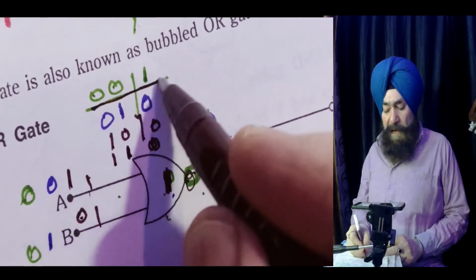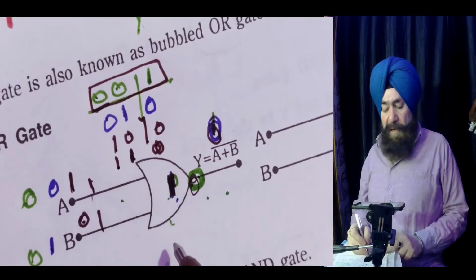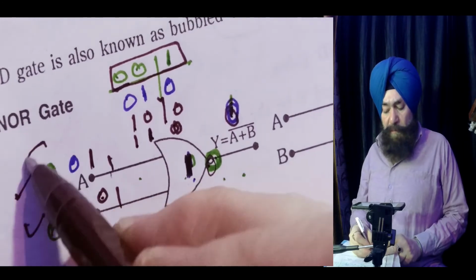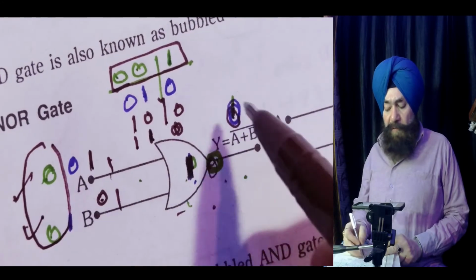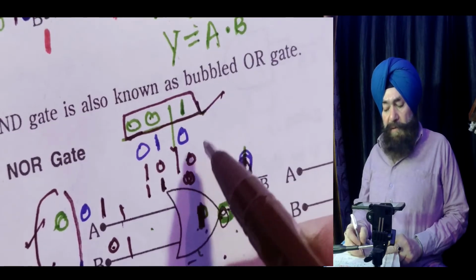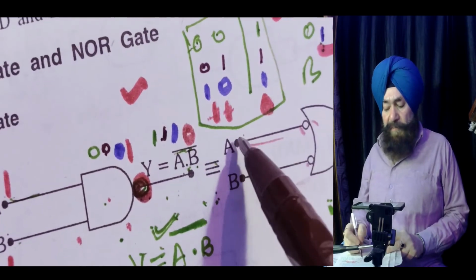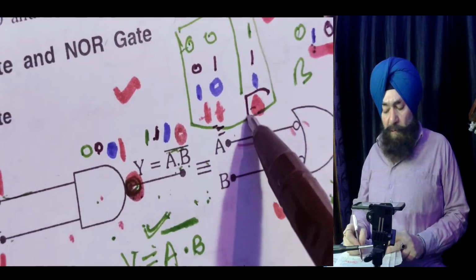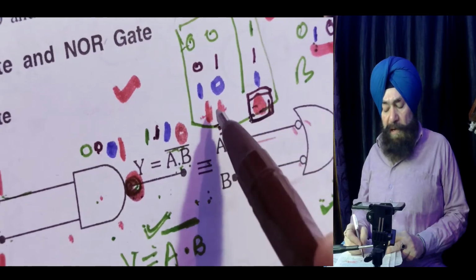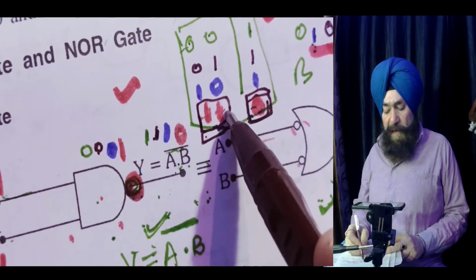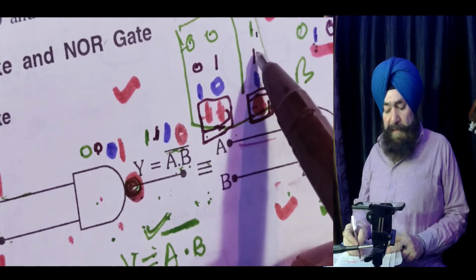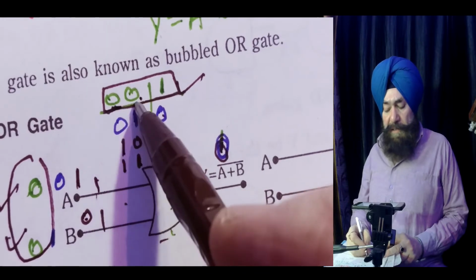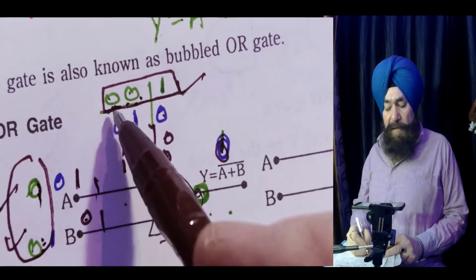So output is high only in one case in the NOR gate, if both the inputs are low. If both are low, then the output will be high. Here, what was the NAND gate? Output is low only if every input is high, otherwise it is high. NOR gate is always low but high in one case, if all the inputs are low.